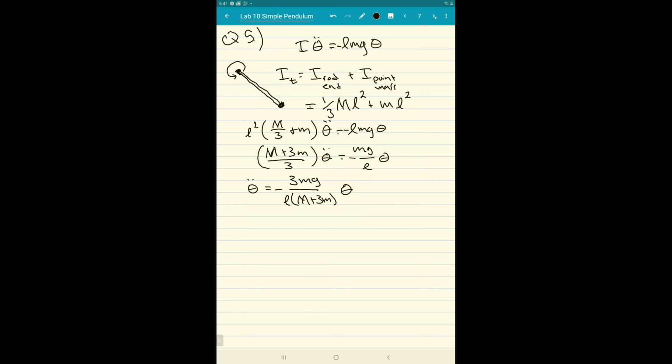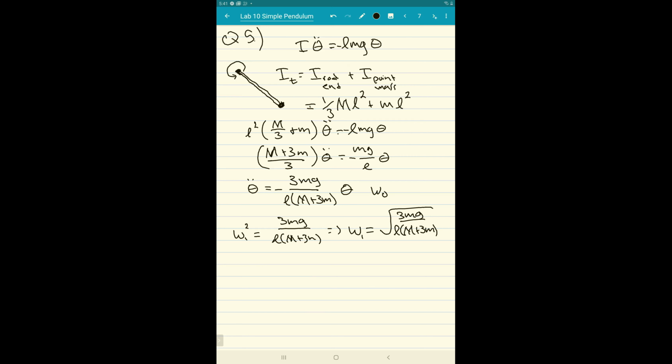Okay, so what does that mean? That means my omega squared is now equal to this 3 m g over L times (M plus 3m) thing, which means my omega is equal to the square root of that. Now what does that mean? Is that bigger or smaller? Well, we know that this is our new omega. Let's call this omega 1.